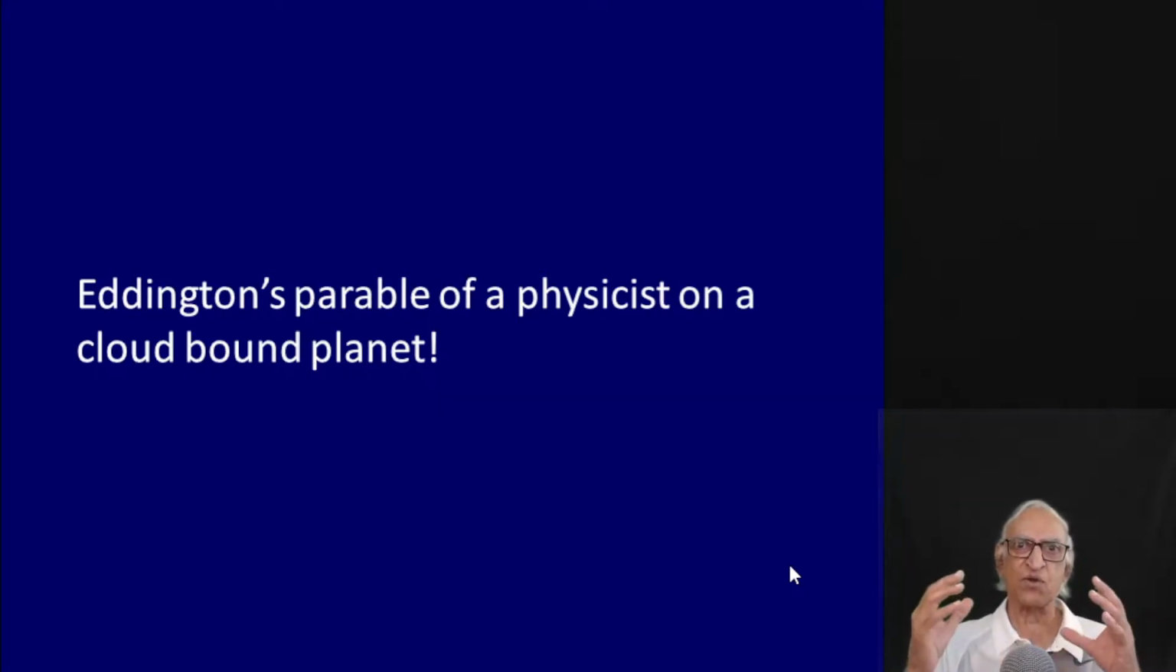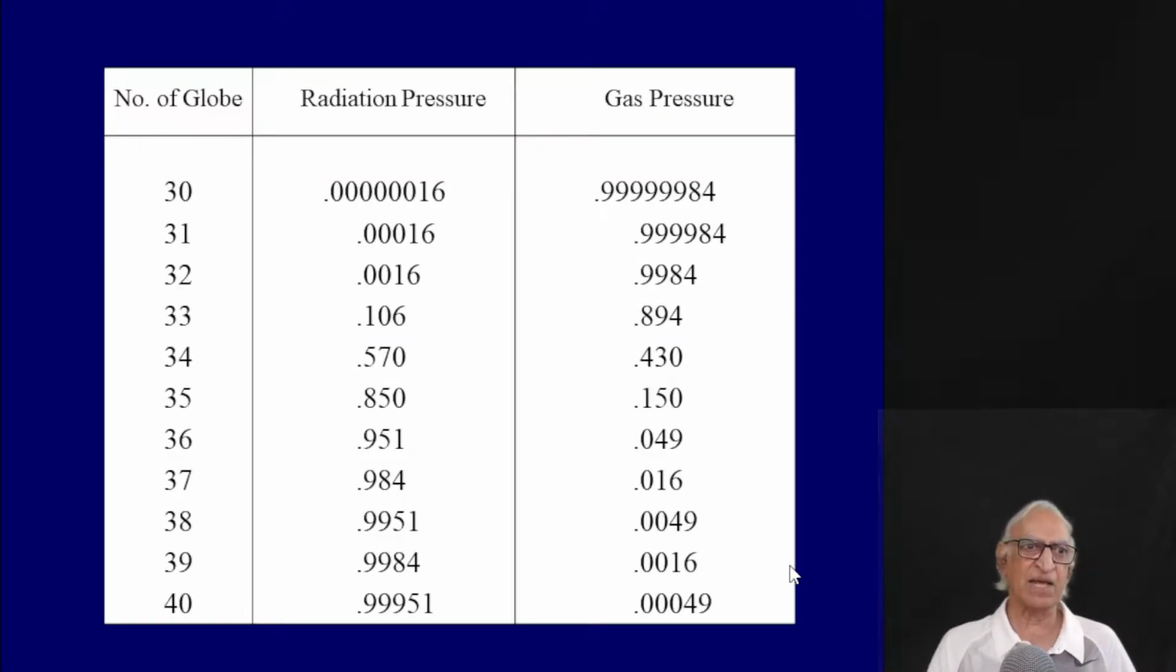So he constructs objects in which the inward pull of gravity is balanced by the outward pressure due to gas and radiation. And he calculates a table where the first column is the mass of the globe: 10 to the power 30 grams, 10 to the power 31 grams, 10 to the power 32 grams, and so on. The second column is radiation pressure. The third column is gas pressure. So you find there is 0.0000, 0.999, here is 0.000, 0.999.